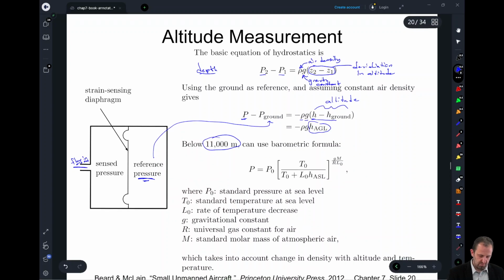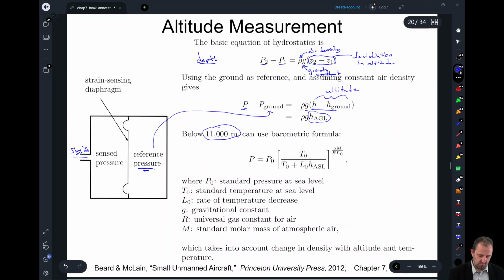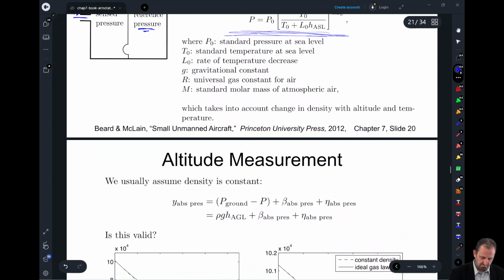Okay, and so below 11,000 meters, we can use the barometric formula for pressure. So we know what pressure is going to be. And this will take into account change in density with altitude and temperature. So I did say that our air density was constant. Over here, we can actually take that into account.